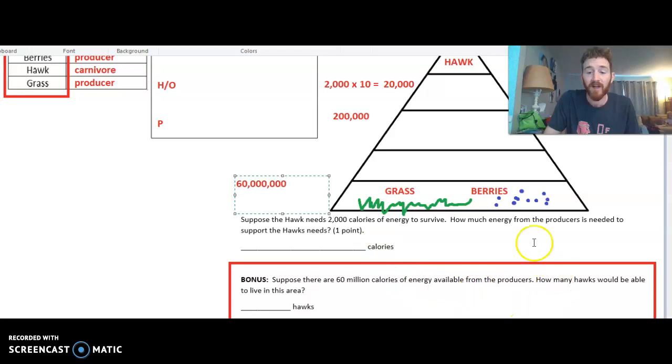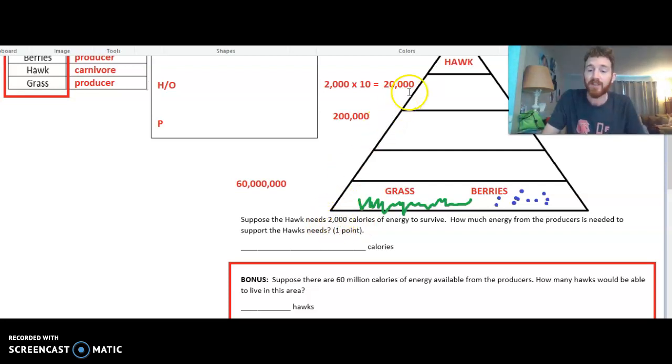Now, if we worked our way up to the hawks, we could figure out that if we take away a 0 or move a decimal point to the left, there's going to be less and less and less. So the higher up we go, it's just another power of 10 where we decrease the zeros or move the decimals over. So again, this is a bonus one. But the question is, how many hawks would be able to live in this area? So if we know there's this much energy from the producers, and we also know that there's 2,000 calories of energy that one hawk needs.